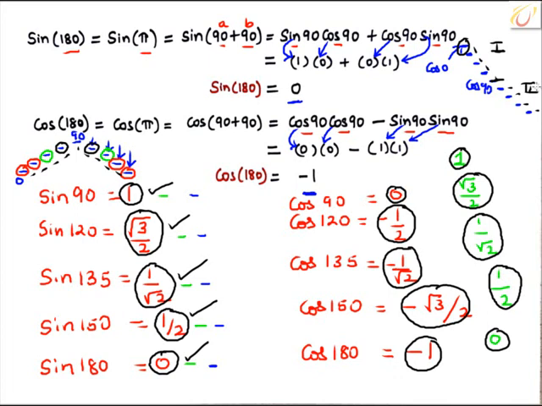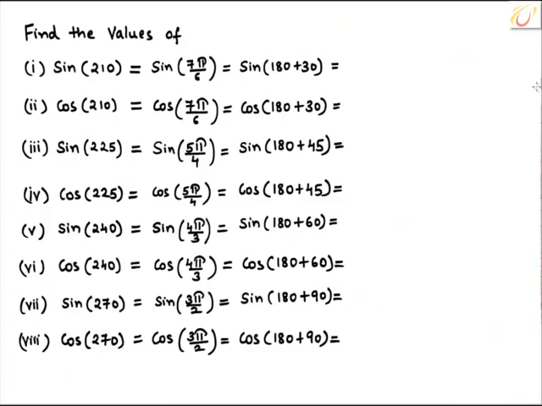Let us move on to the next slide. Now, this is a challenge for you. I want you to find the value of sine 210. By now, you have all the values of sine from 0 to 180. So, how will you go about 210? Sine 210 can be also written as sine 7 pi by 6. Can I split it as sine 180 plus 30?